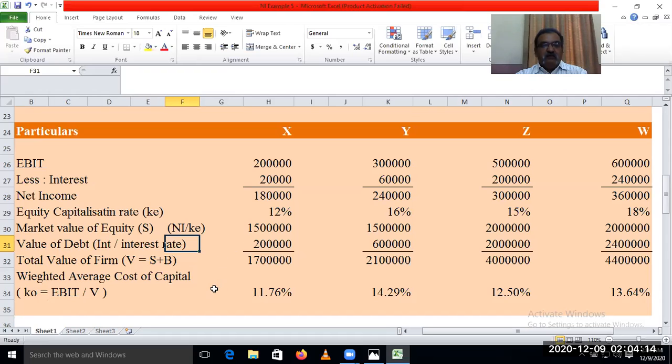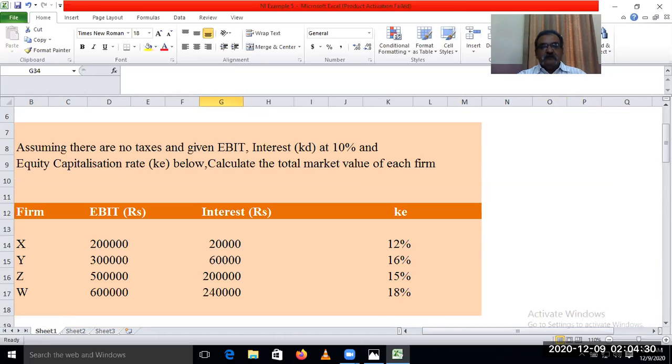Now value of debt. We want to find out the market value of firm, total value of firm. Total value of firm is equal to value of equity plus value of debt. Value of equity we just calculated. Now value of debt is not given in the example. You can check, the value is not given.